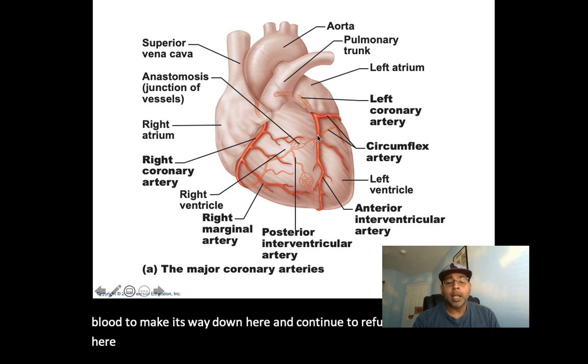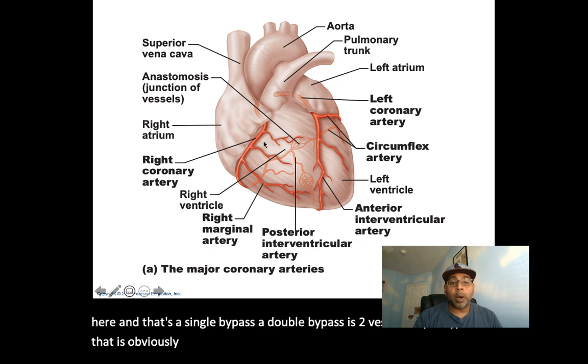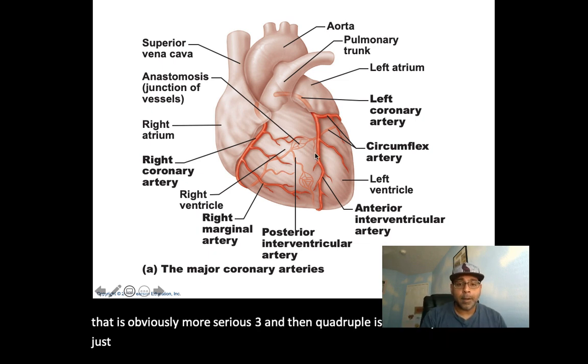And that's a single bypass. A double bypass is 2 vessels. Triple bypass, that is obviously more serious, 3. And then quadruple is obviously 4. And it just keeps going and going.